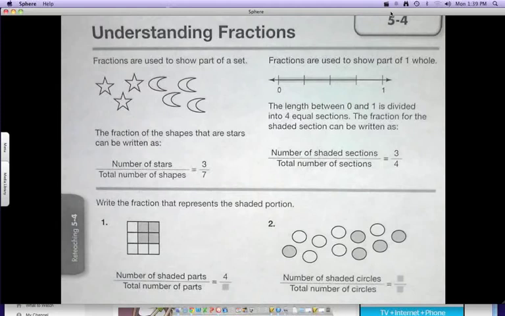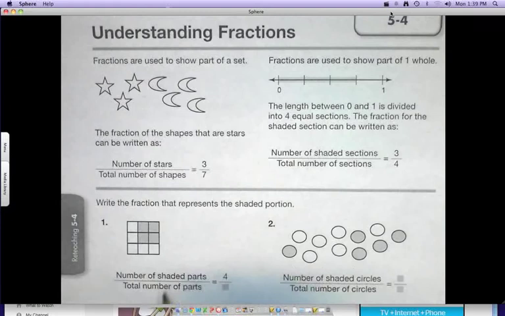First, on the left-hand side of the paper, you can see that fractions are used to show part of a set. You have 3 stars and 4 moons. The fraction of the shapes that are stars can be written as 3/7, 3 being the number of stars and 7 being the total number of shapes.